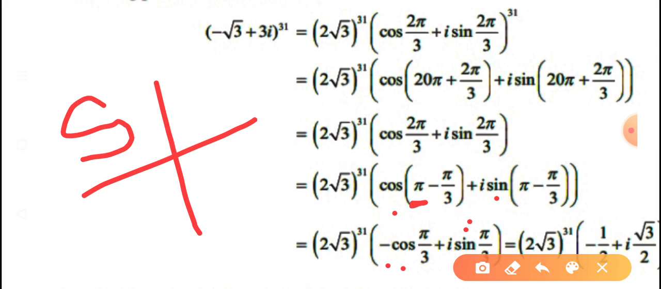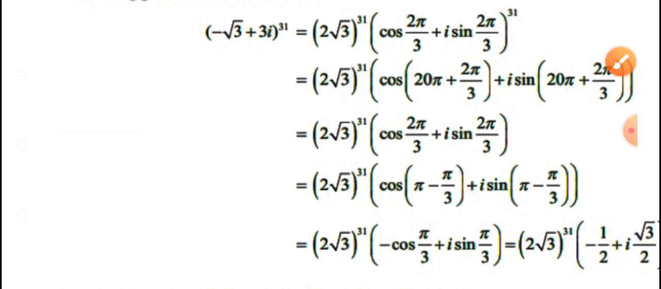Now here the symbol is negative. Cos theta gets negative symbol, sin theta gets positive symbol. So the answer is 2 root 3 power 31 into minus cos pi by 3 plus i sin pi by 3. 2 root 3 power 31 into cos 60 value. What is the value of cos 60? 1 by 2. So minus 1 by 2 plus i root 3 by 2. Students, do you understand these sums? Okay. Thank you.